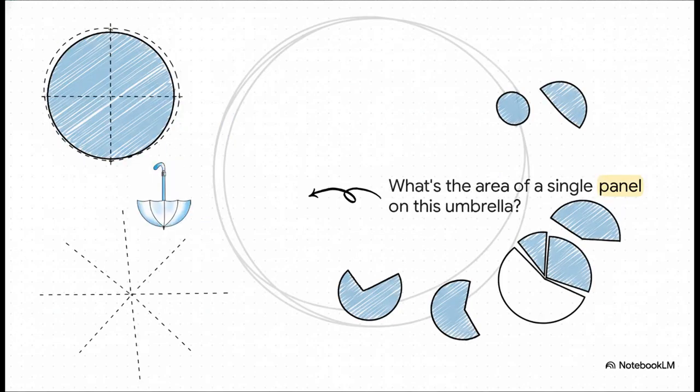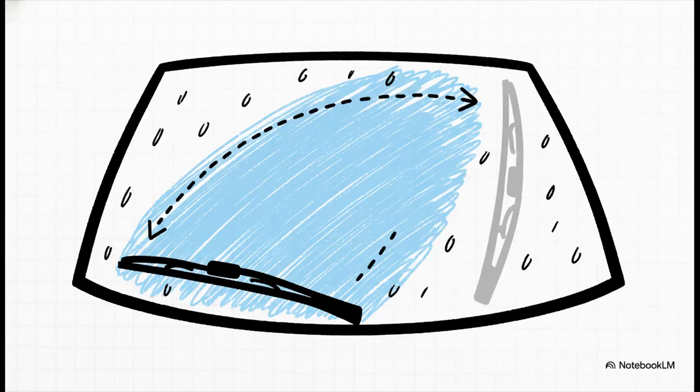And it's really the exact same kind of problem when you look at an umbrella. It's made up of all these identical panels, right? And each one of those is just a slice of a much bigger circle. So how could you find the area of just one of those panels? Okay, and one more for good measure, a car's windshield wiper. As it pivots back and forth, it clears this very specific curved shape on the glass. And yep, it's yet another piece of a circle.